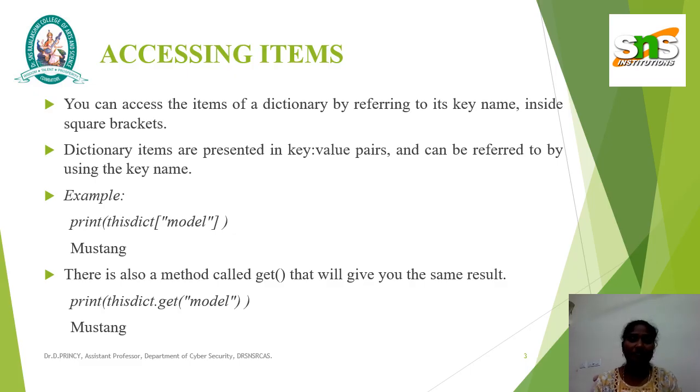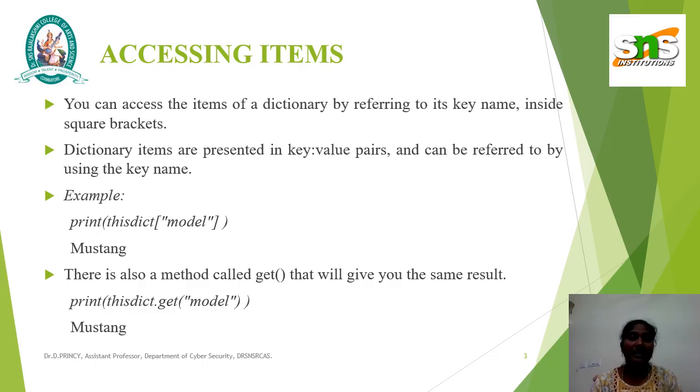Accessing items. Unlike lists and tuples, we access the items of the dictionary by referring to the key name inside the square brackets. In list and tuple, we access the items with the index value inside square brackets. Here we are using the key name. These dictionary items are presented as key colon value pairs, so the items are referred to by using the key name.